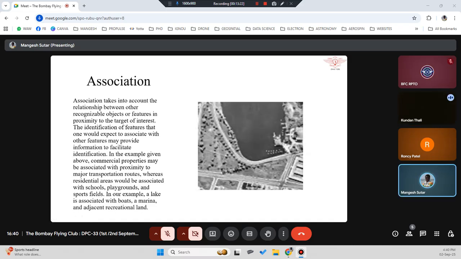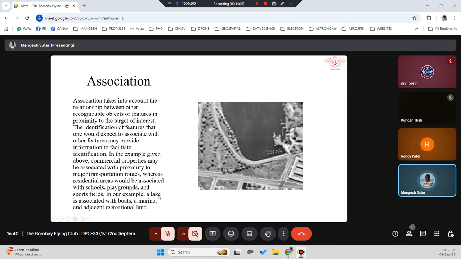Association takes into account the relationship between other recognizable objects or features in proximity to the target of interest. The identification of a feature that one would expect to be associated with another feature may provide information to facilitate identification. In the example over here, a commercial property may be associated with proximity to a major transportation route. You can see there are some commercial properties, and then this is a road. Whereas a residential area would be associated with a school and playground. So this would be a school, and the playground would be there.